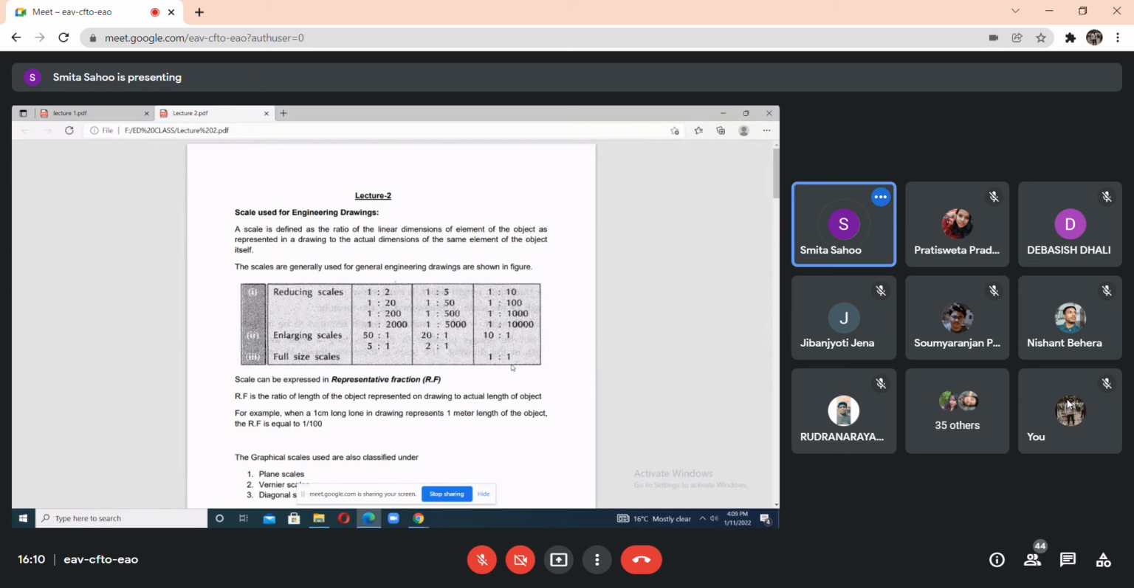And you should remember that we should have a perfect scale on the paper, so that a person who is studying these diagrams can understand the actual dimensions. To understand the actual dimensions, a proper scale should be mentioned on the drawing sheet.